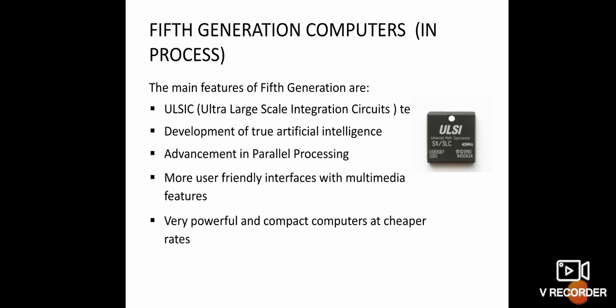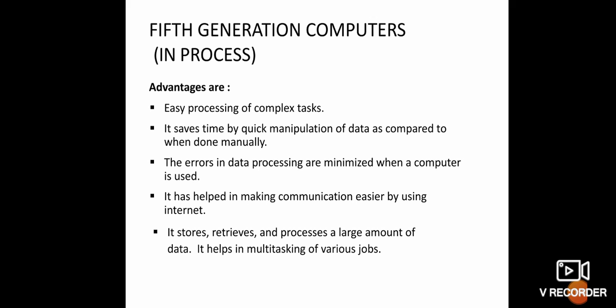The fifth generation brings development of true artificial intelligence, just like robots that execute themselves, advancement in parallel processing, and more user friendly interfaces with multimedia features. They are very powerful and compact computers at cheaper rates. The advantages are that it is easy to process complex tasks, it saves time with quick manipulation, and errors are minimized. It helped in making communication easier using the internet. It stores, retrieves and processes a large amount of data, and it also helped in multitasking of various jobs.